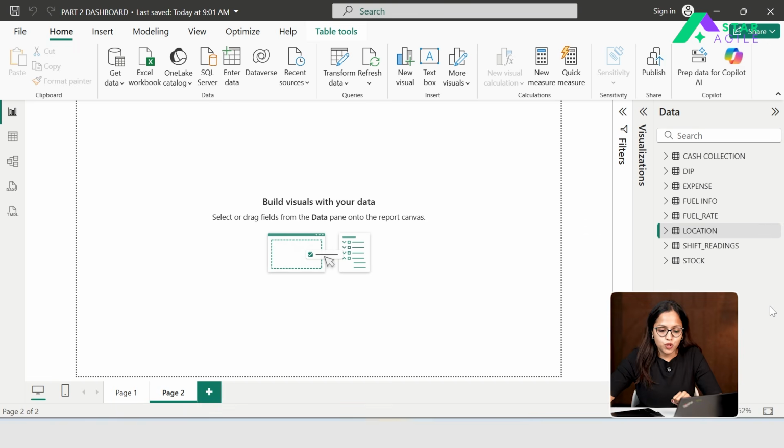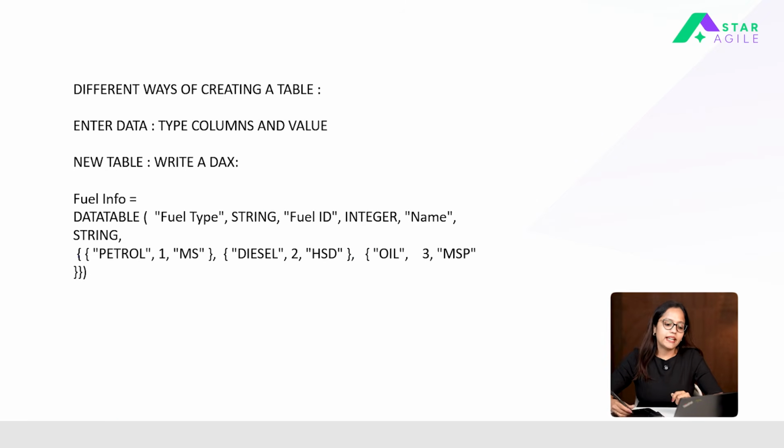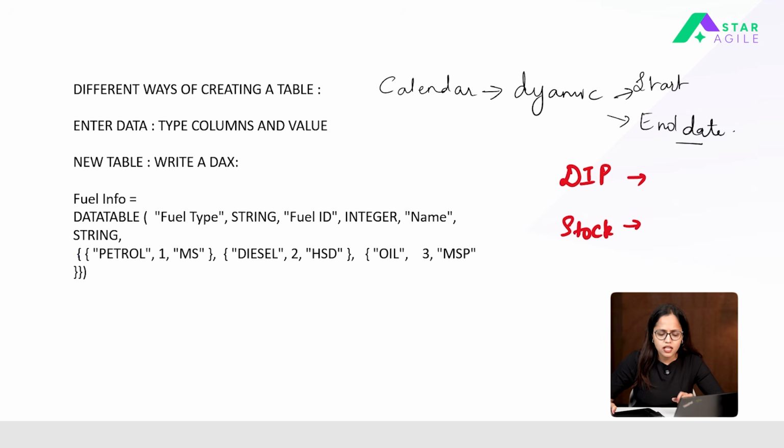And now we have to import the calendar table. With respect to the calendar table, guys, I've told you earlier, I want the calendar table to be a dynamic table, isn't it? So we are going to import our calendar table in a dynamic way. So what do you mean by dynamic? So dynamic means that the start date and the end date get updated based on the other tables that are in place. So for example, in our data set, we have the dip table, right? And we have the stock table. So both of these tables have date fields, and you also have the start date and the end date, isn't it?